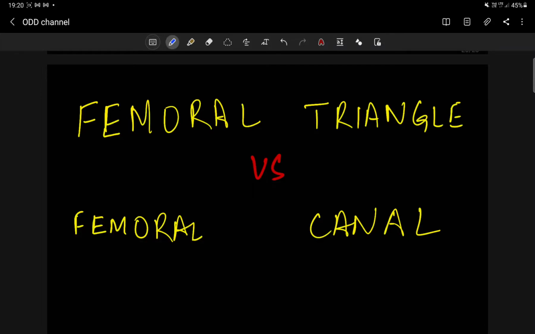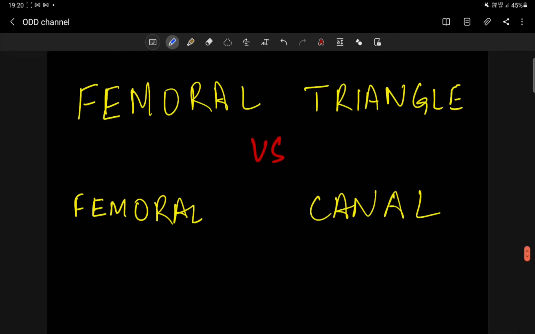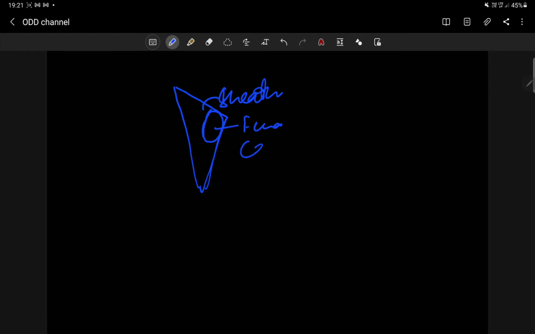Today we'll discuss the femoral triangle and the femoral canal. Don't confuse the two terms. In short, the femoral triangle is an area formed by the inguinal ligament, the sartorius, and the adductor magnus in the proximal part of the thigh. This area is encased by the femoral sheath, and this triangle is known as the femoral triangle. Now, the most medial compartment of this triangle forms the femoral canal.